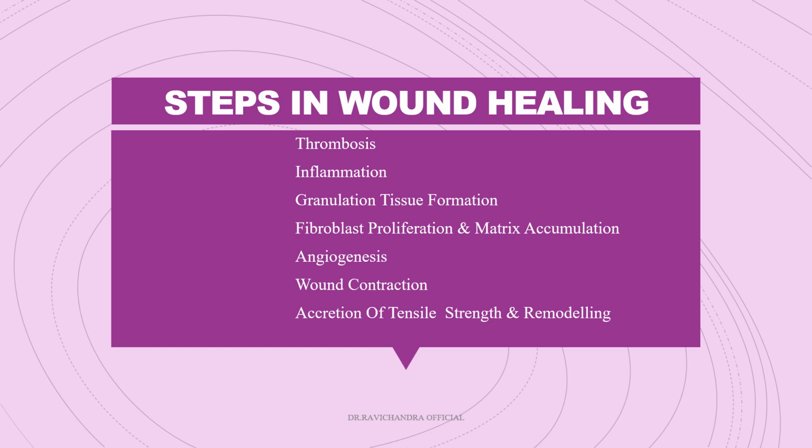Steps in wound healing can be asked for a 6 marks or 3 marks question. If they are asked for a 6 marks question, you have to write in detail about these 7 steps. Whereas if it is given in a 3 marks question, you just mention the names. First step is thrombosis, second inflammation, third granulation tissue formation, fourth fibroblast proliferation and matrix accumulation, fifth is angiogenesis, sixth is wound contraction, seventh is accretion of tensile strength and remodeling.